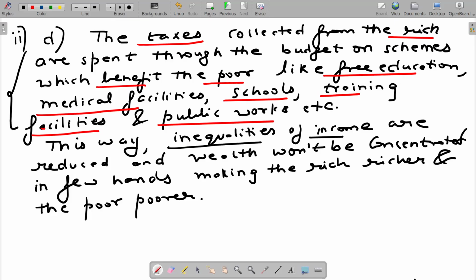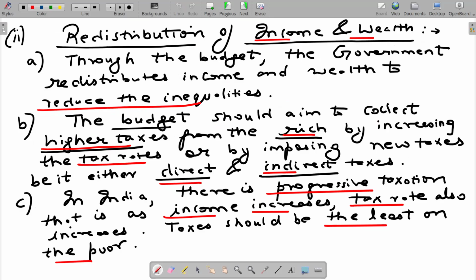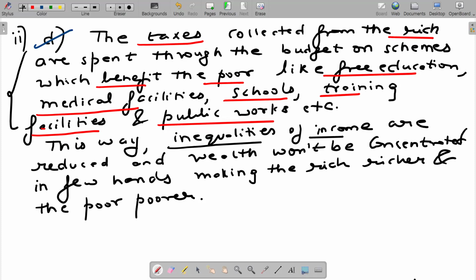Okay, so hoping students have understood this. This was the second objective. Within the second objective, we have talked about 4 points: point A, point B, point C, and then point D. We do it point-wise. The answers are always going to be well structured.